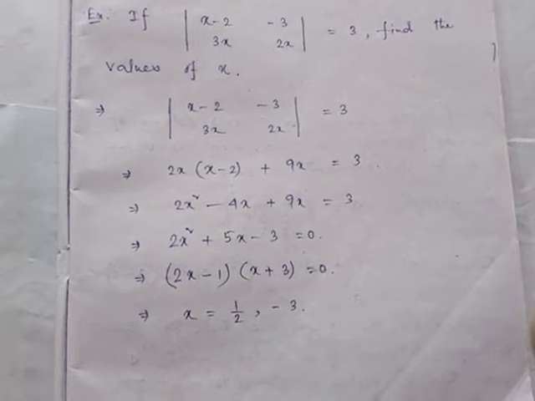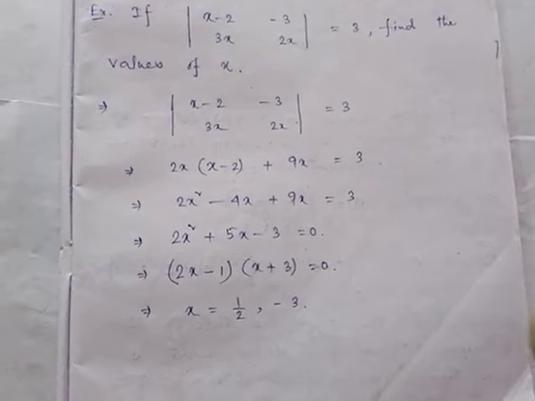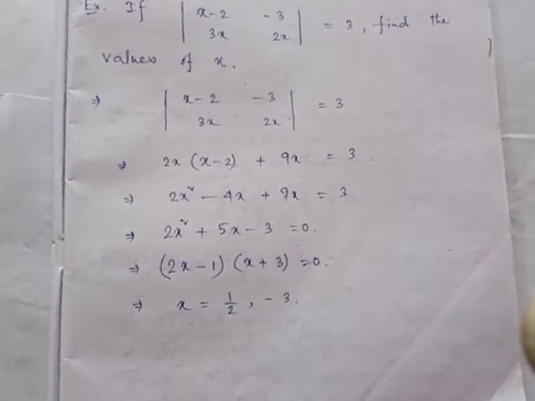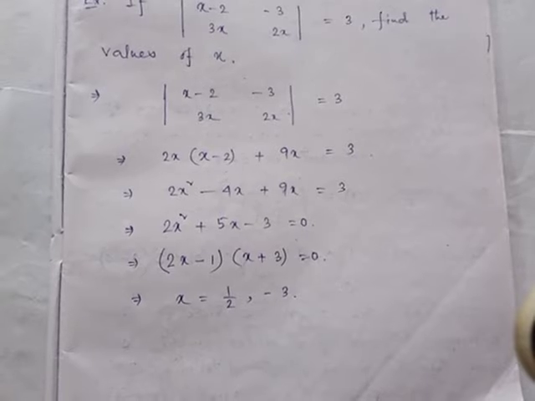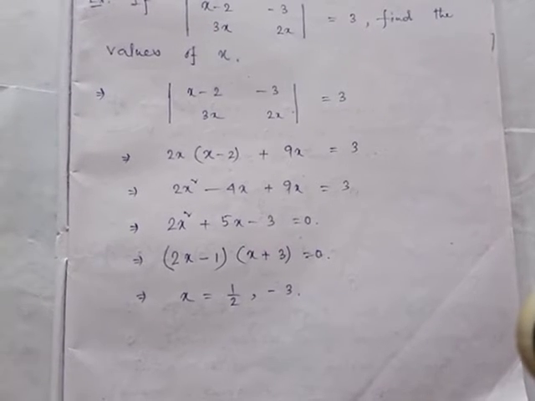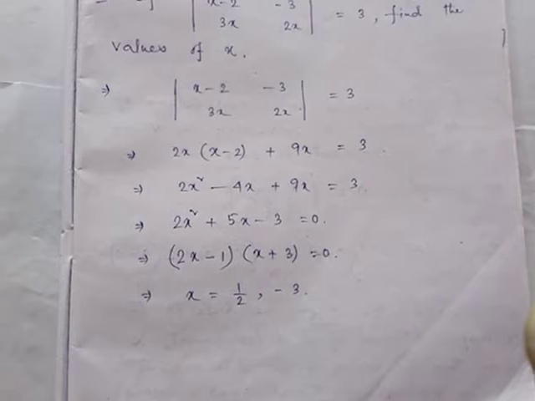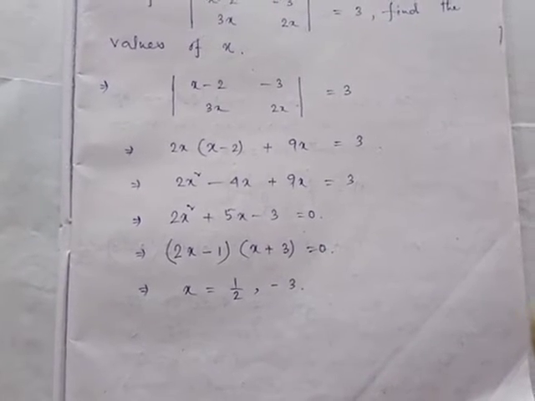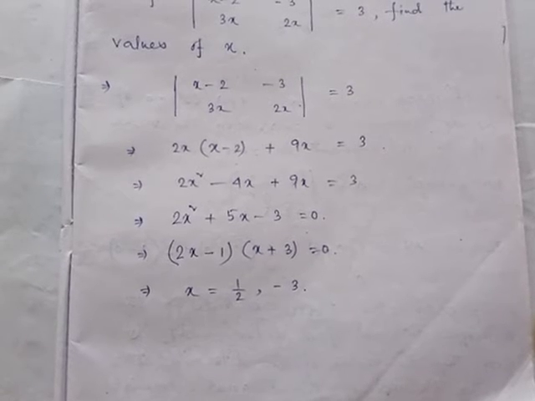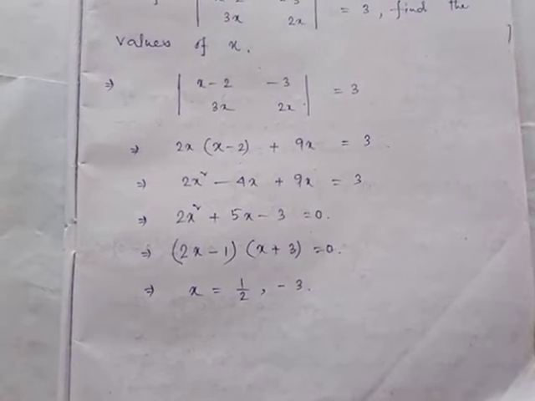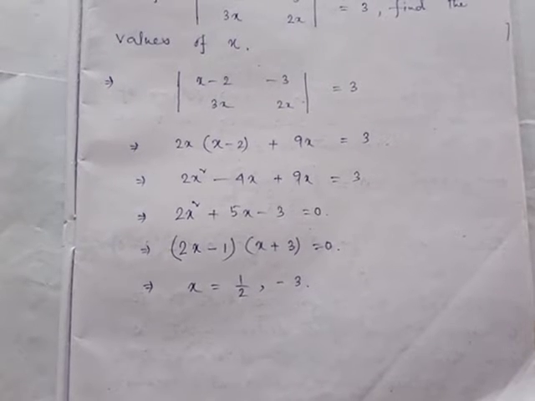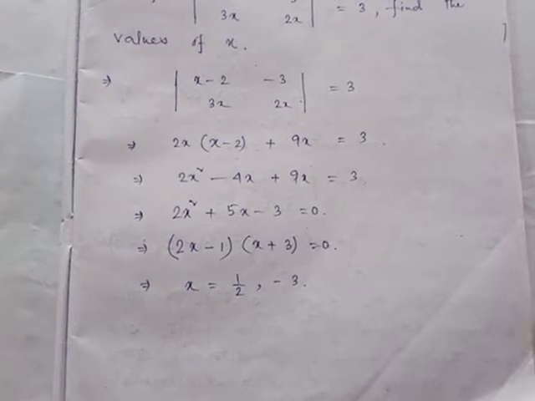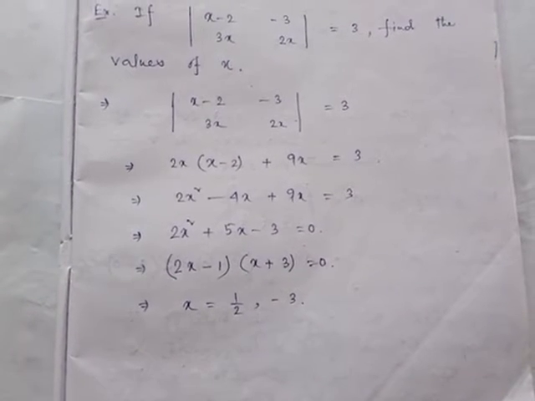Now, another example for a 2 marks question. If the determinant with rows x, minus 2 and minus 3, 3x... that is, |x-2 -3; 3x 2x| equals 3, find the values of x. Simple cross multiplication by the determinant rule: 2x into (x minus 2) plus 9x equals 3. That means 2x squared minus 4x plus 9x equals 3. So 2x squared plus 5x minus 3 equals 0. That means (2x minus 1)(x plus 3) equals 0. So x equals half and minus 3. Note this down, all of you.